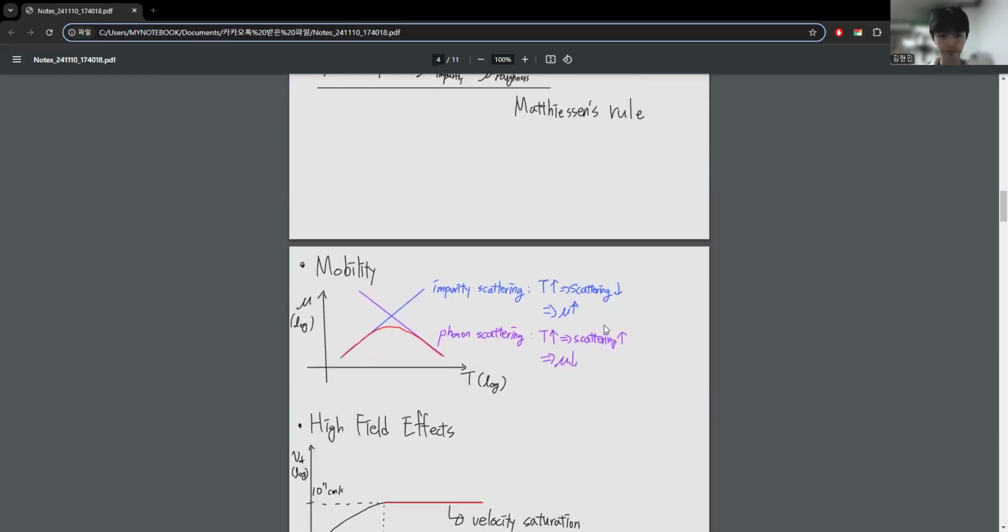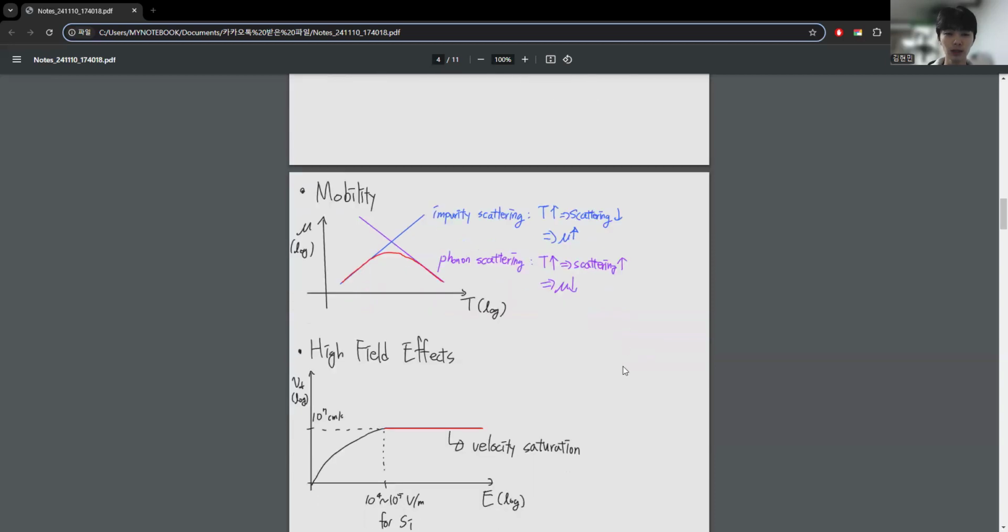And mobility as a function of temperature, the mu versus T diagram, at log scale: impurity scattering is this line and phonon scattering is this line. So the mu graph is this red line.